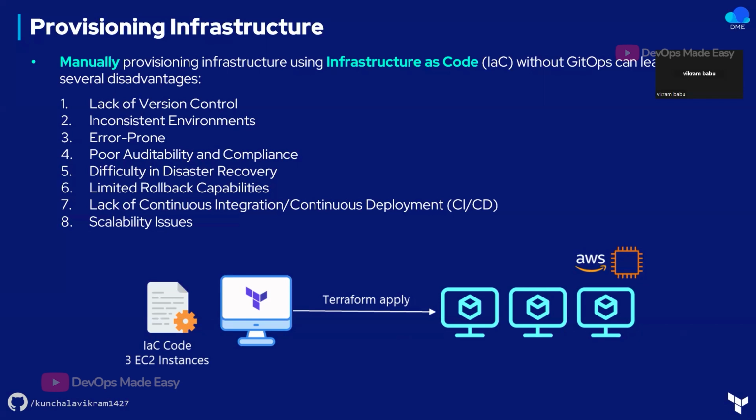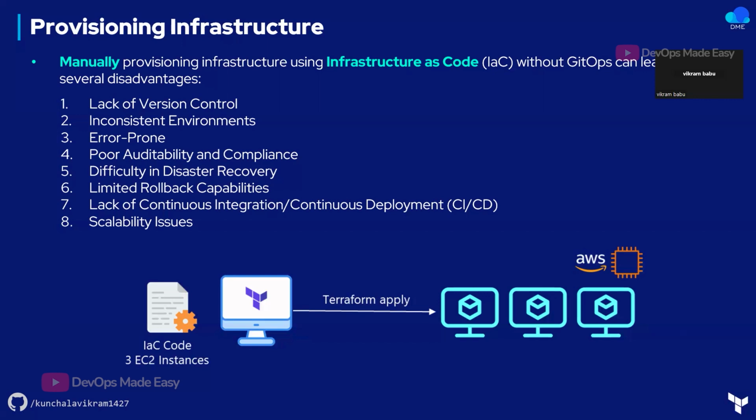The other one is error prone, because you have the code, but who is going to review that code? You made some changes and now those changes are to be implemented, but there is no one to review your changes. This would lead to errors because you're not getting the changes reviewed. The other thing is poor auditability and compliance, because you are maintaining it locally, so there is no one to audit that, and also no one to check the compliance.